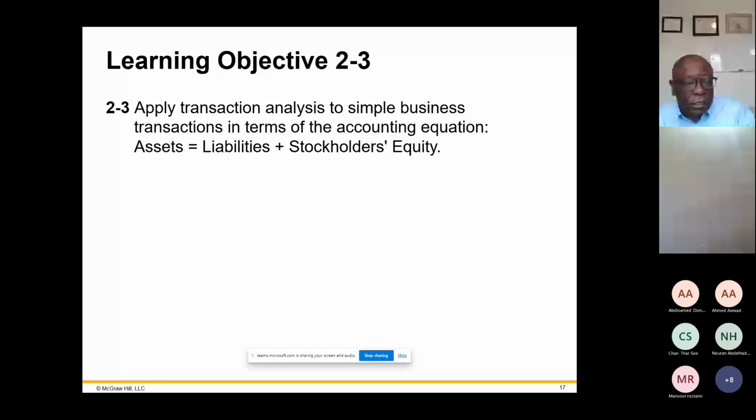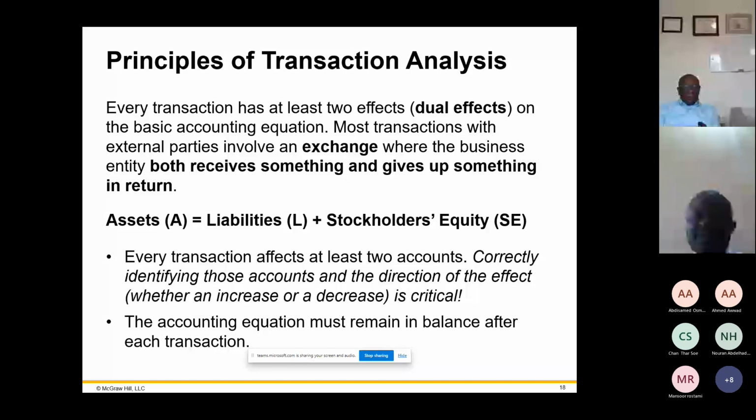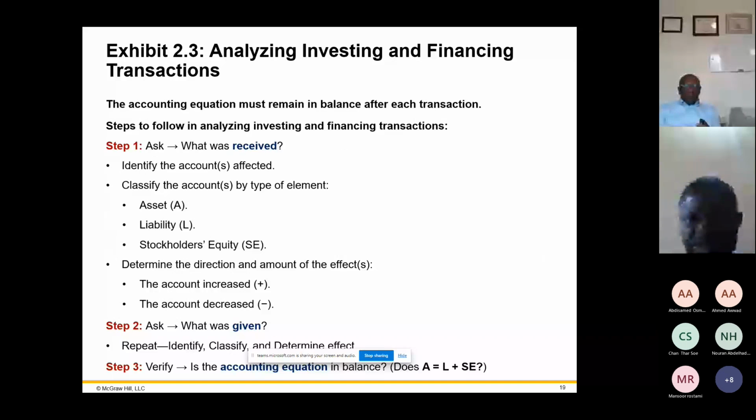Okay, applying transactions, and then we remember the accounting equation, assets equals liabilities plus stockholders' equity. In fact, every transaction is governed by that equation. So in most cases, with questions, you follow the steps you have seen on the screen. You ask what was received and what was given. So we define the accounts affected.